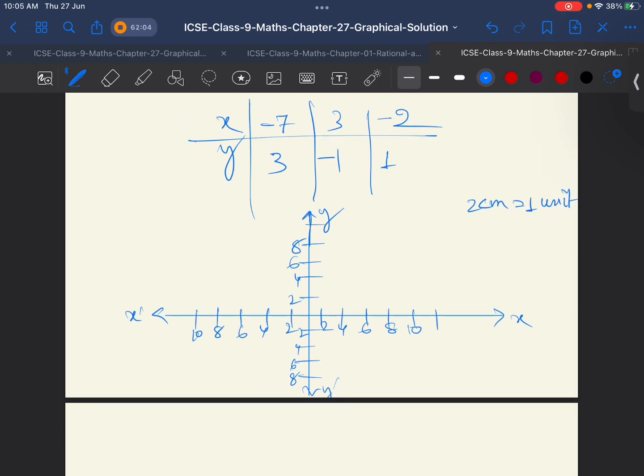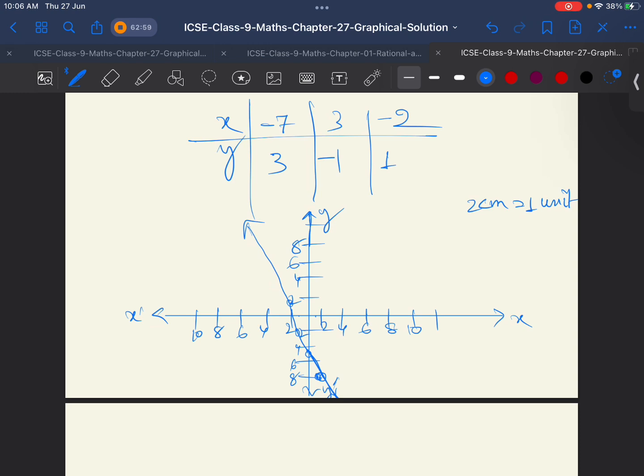Okay, now we draw the line 0 minus 5. Here the point 0 minus 5 is here, and 1 minus 8 is here, and minus 1 minus 2 is here, and minus 2 1 is here. Now we draw the line. This is the line.